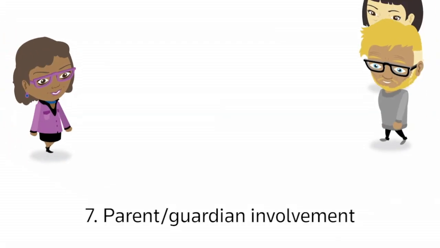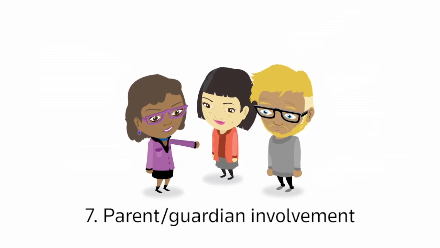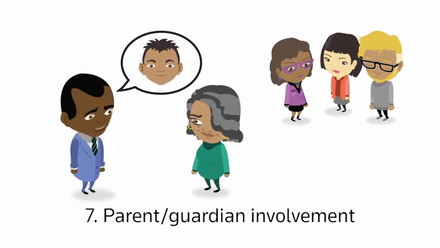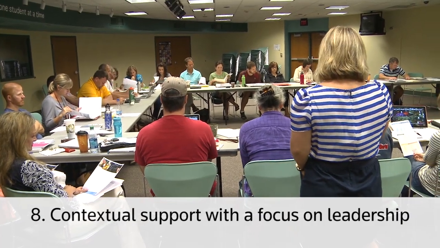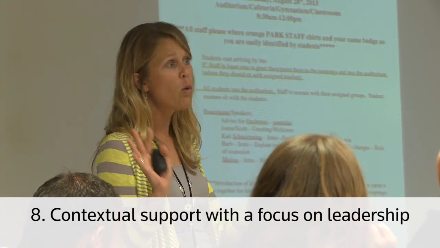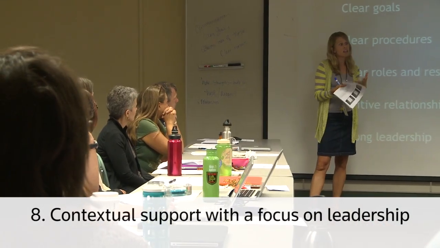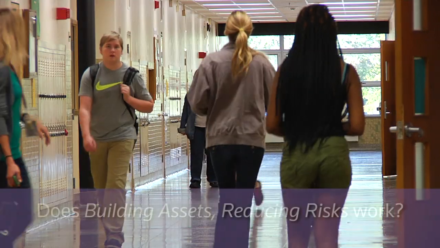Parents and guardians are also involved in building assets, reducing risks. They attend an initial orientation and can join a parental advisory council if they wish. The model also partners with community organizations to deliver services to students in need. Contextual support is given with a focus on leadership. Implementation of building assets, reducing risks, is continually evaluated to help the school modify or adapt the model to best support students.